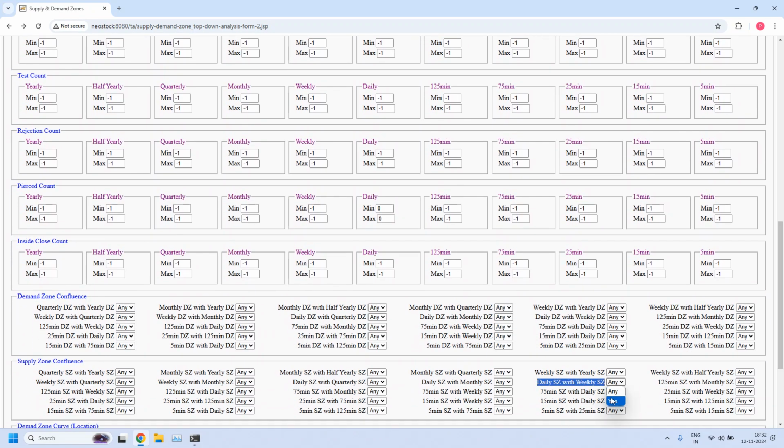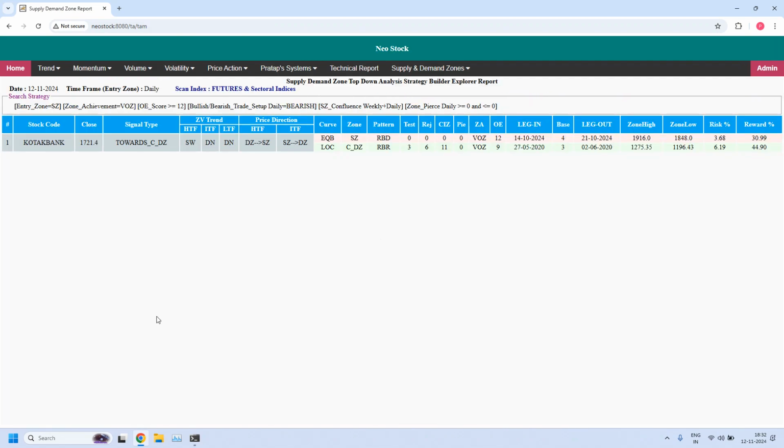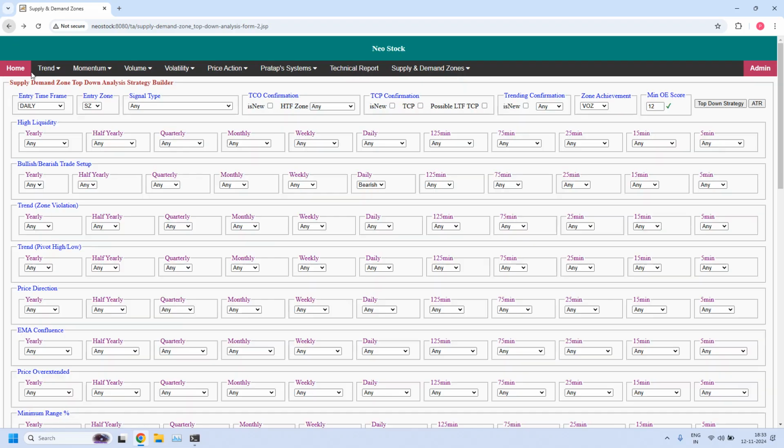I am enabling that filter. With this filter, one stock is filtered. So this is a high probability setup supported stock, and the ITF trend is a downtrend. Because the daily zone is part of the weekly zone, if the weekly trend is down and it also has weekly EMA confluence, it is an even higher probability setup.